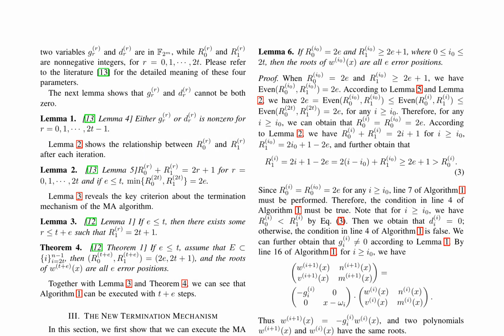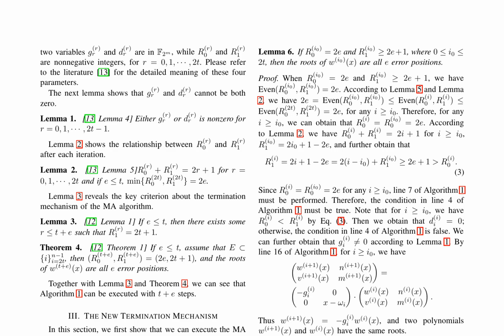The paper discusses the termination mechanism of the MA algorithm for decoding LCH-FFT-based RS codes. The MA algorithm is an iterative process that computes the error locator polynomial, and its termination mechanism is crucial for efficient decoding. The authors propose a new termination mechanism that allows the MA algorithm to terminate in 2e steps, where e is the error correction capability of the code.